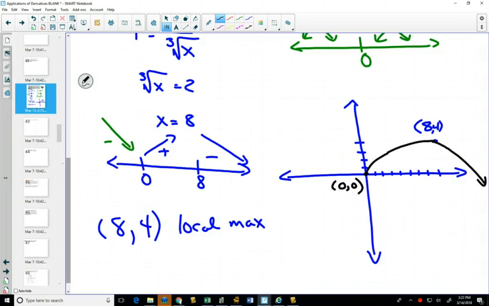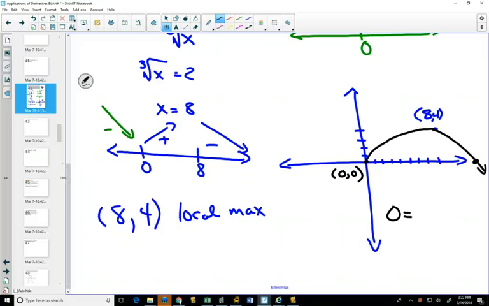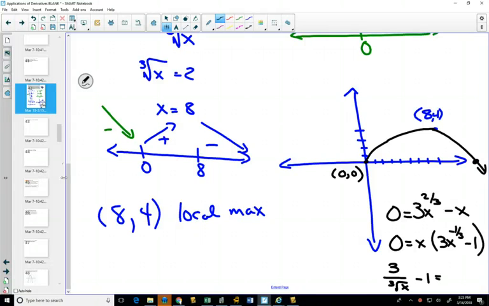Okay? If we wanted to, we could see if we could find another x-intercept. If I wanted to see where this point happens, I could set my original function, 3x to the 2/3 minus x, equal to 0. We already know that 0 is one of our answers, so I can factor out an x. What would that leave me with? 3x to the negative 1/3 minus 1. Setting this little part equal to 0. So this is 3 over the cube root of x minus 1 equals 0.